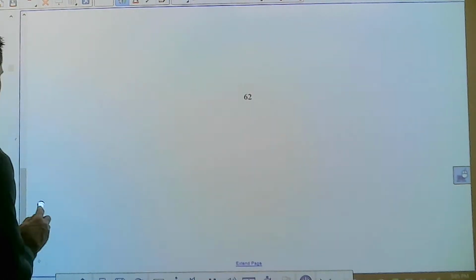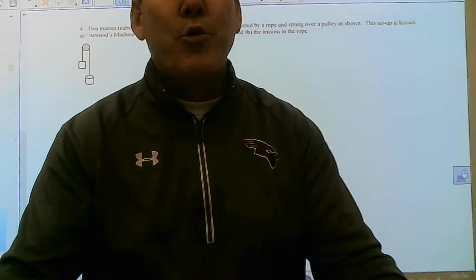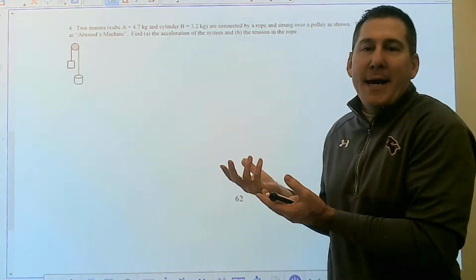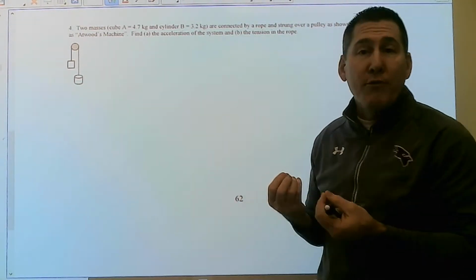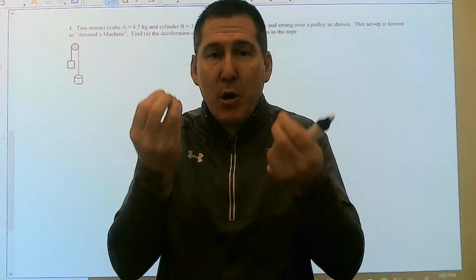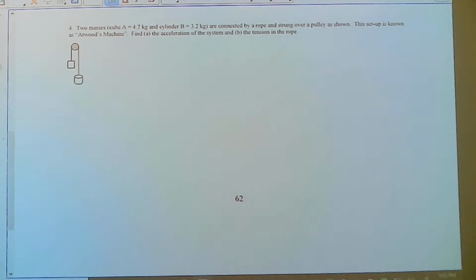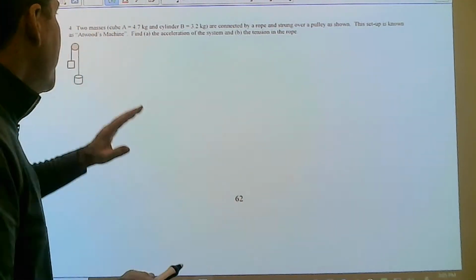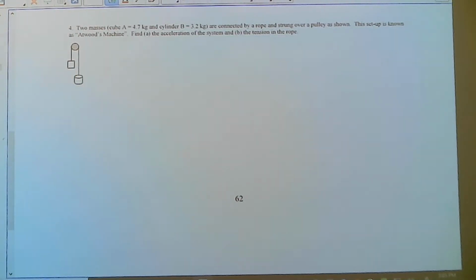Number 4 is known in the engineering and physics world as an Atwood machine problem. Atwood machine is really anytime you have two masses connected together by a string, rope, or something like that, strung over a pulley. So it's one system. However fast one is going to go, that's how fast the other one's going to go. And there's only two things given to us for an Atwood machine problem: the mass of each object. So I got the mass of the cube and the mass of the cylinder.